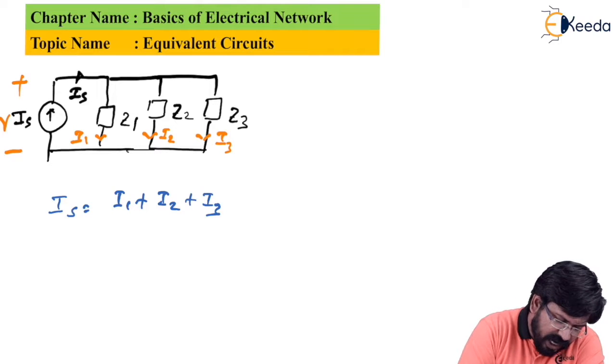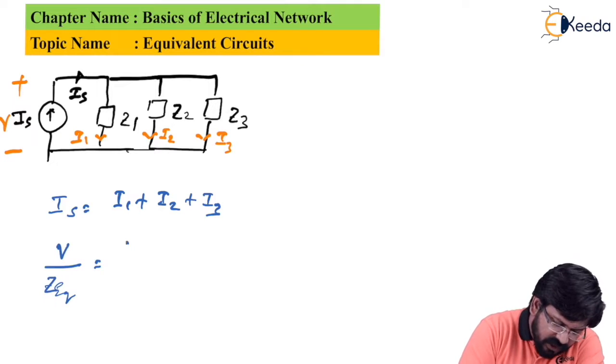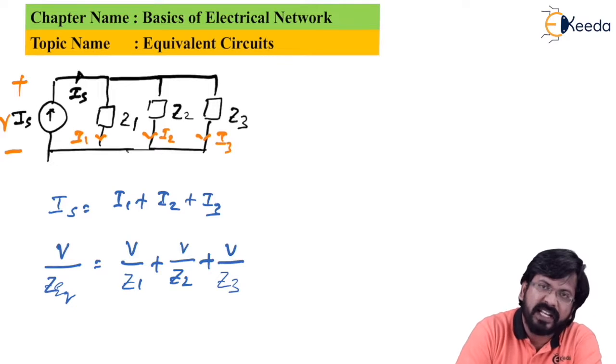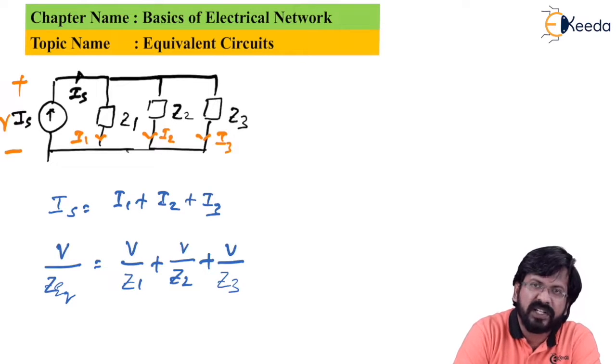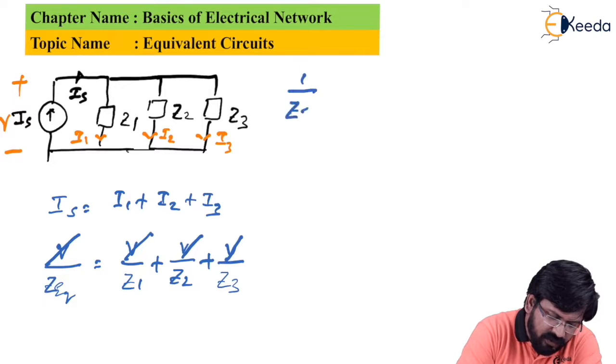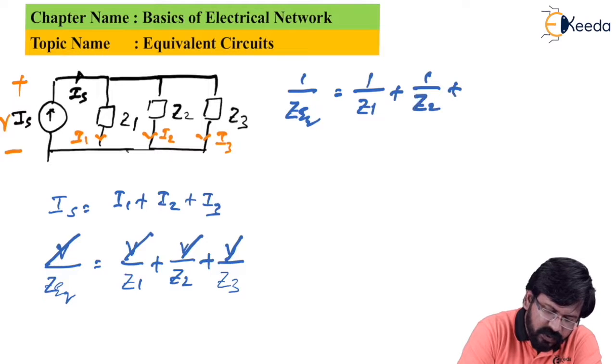So I can represent Is as V upon Z equivalent by Ohm's law, which will be V upon Z1 for I1, V upon Z2 for I2 and V upon Z3 for I3. Since we know the fact that the voltage across a parallel circuit remains the same, this is throughout V, which we can cancel out from both the sides. So what we can write now, 1 upon Z equivalent as 1 upon Z1 plus 1 upon Z2 plus 1 upon Z3.